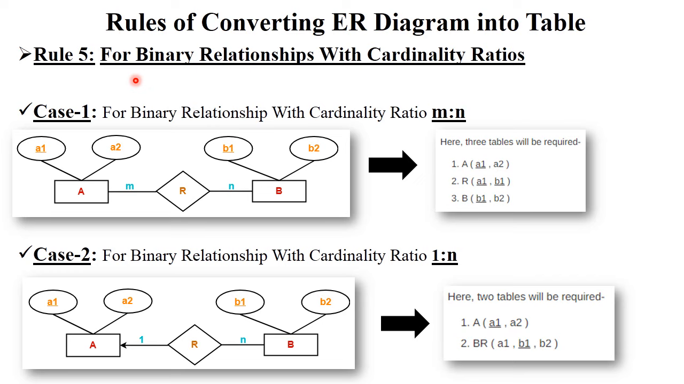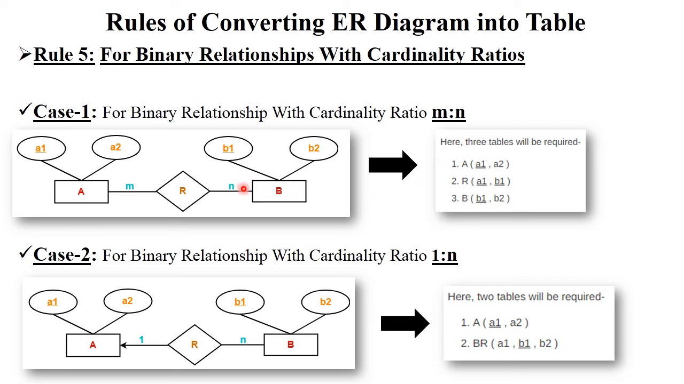Now the next and last tool is for binary relationship with cardinality ratio. We already discussed relationship in the last session. Suppose the first case is M:N relationship. Suppose A is an entity, B is an entity, A having attributes A1 and A2, and the relation is R. B is another entity having attributes B1 and B2. A1 and B1 are the primary keys. And there is a many to many relationship. So how to convert this diagram into tables?